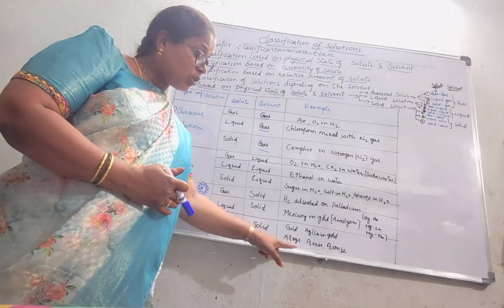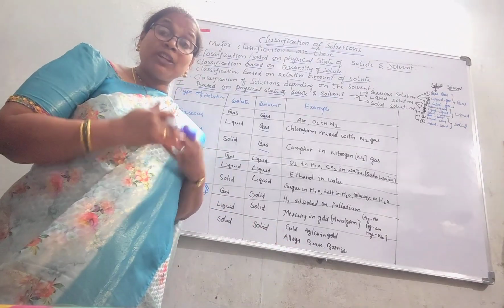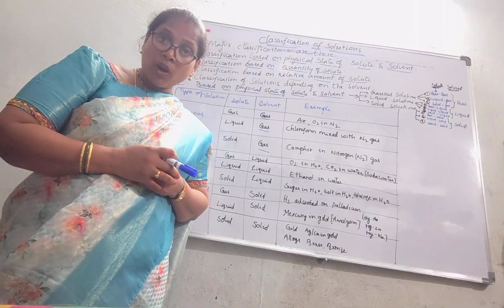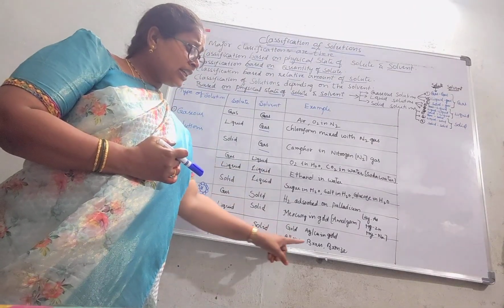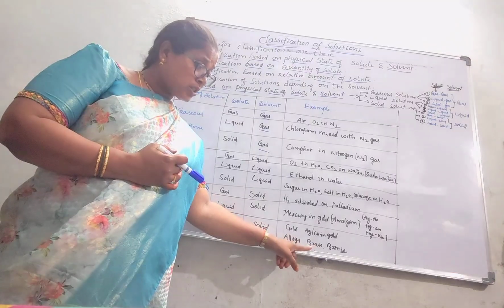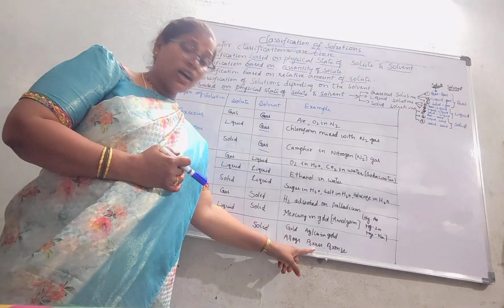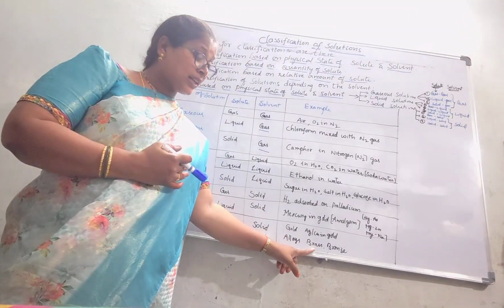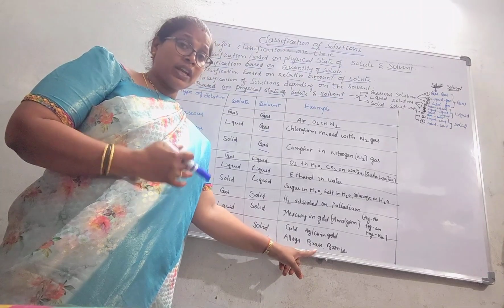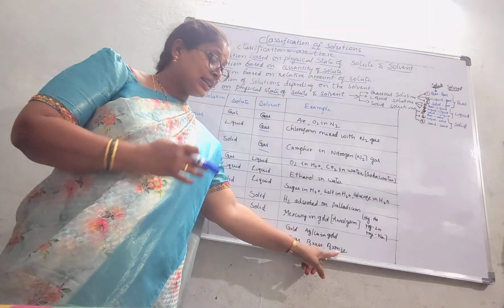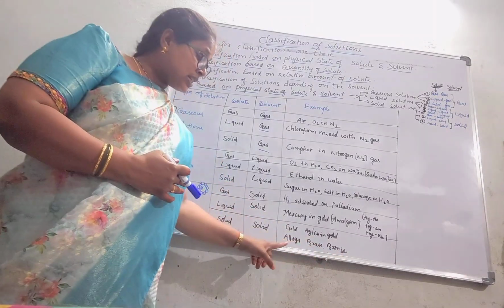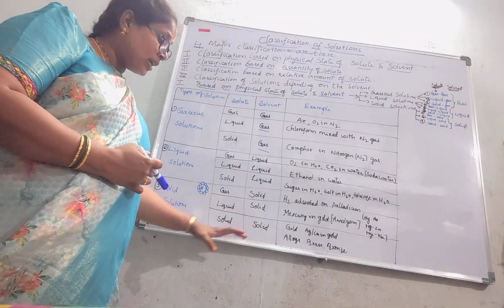Alloys: what is the meaning of alloy? Alloy is nothing but a mixture of metals. So in a home also we use brass and bronze. Brass is the mixture of two metals, that is Cu and Zn. Cu and Sn is called bronze. So these are examples of solid and solid type.